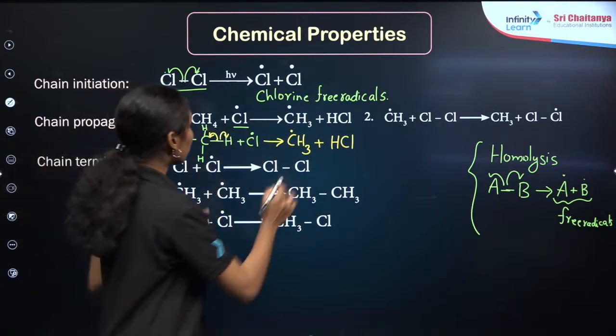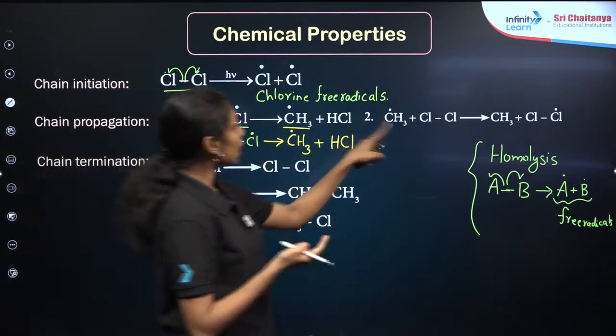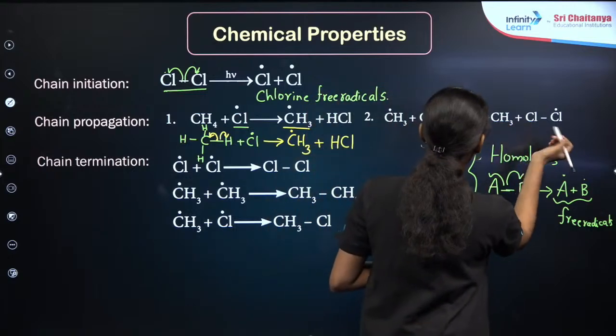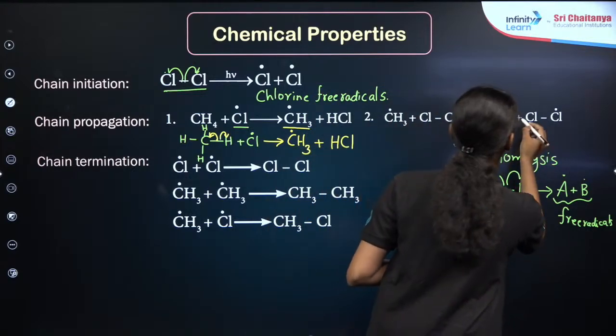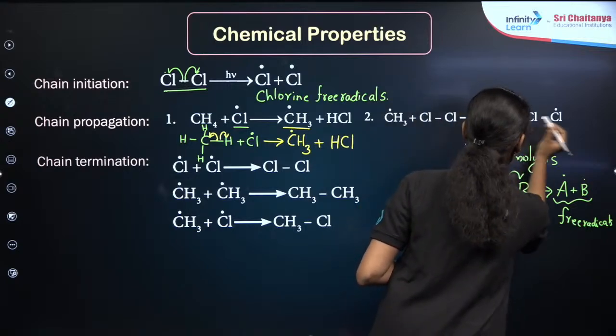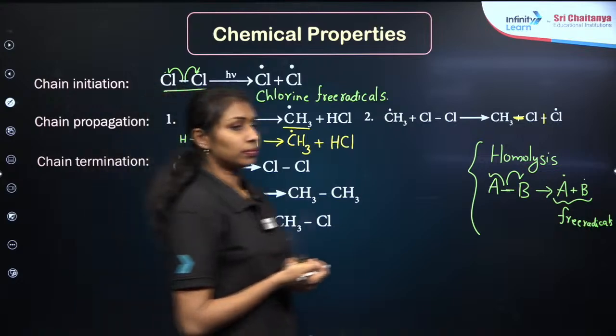After getting the methyl free radical, right? CH3 dot is known as the methyl free radical. It is again combined with the Cl2 molecule to form CH3. Okay, there is a mistake. It will form CH3Cl, right? CH3Cl plus Cl dot. Clear?